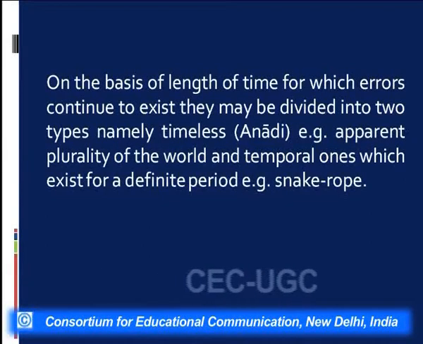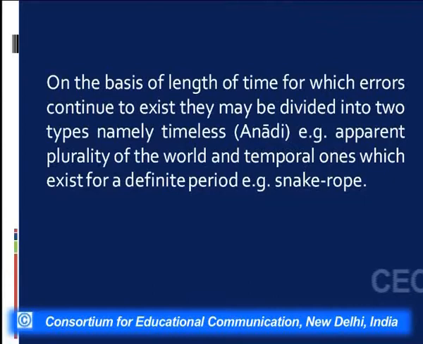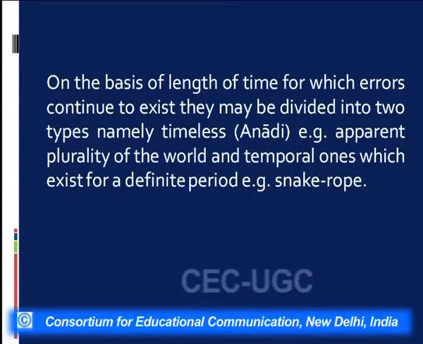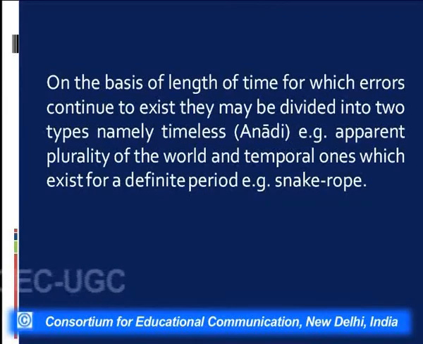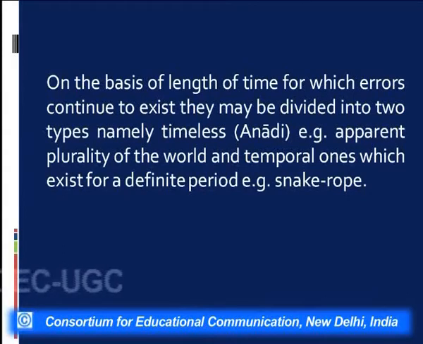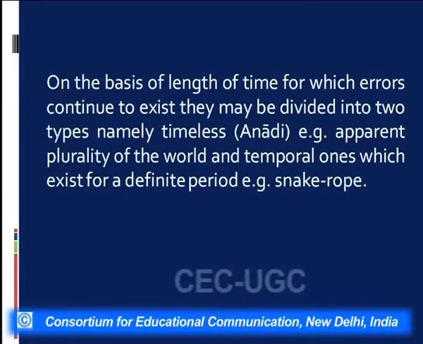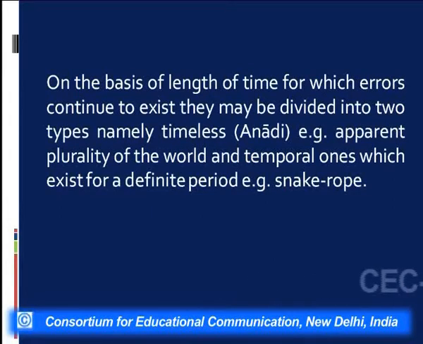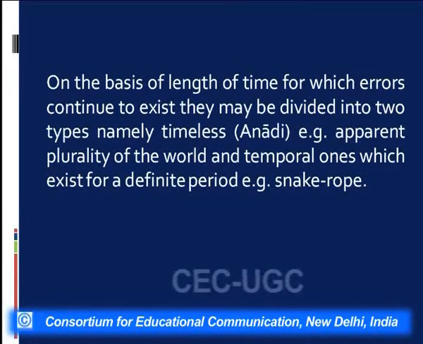Very importantly, yet another way of classifying different kinds of erroneous cognitions could be on the basis of the length of time they exist for. On the basis of the length of time for which errors continue to exist, they may be divided into mainly two types, namely timeless, meaning anadi, without beginning. An example of such a timeless error would be the apparent plurality of the world. Opposed to it would be temporal errors, which exist only for a definite period.